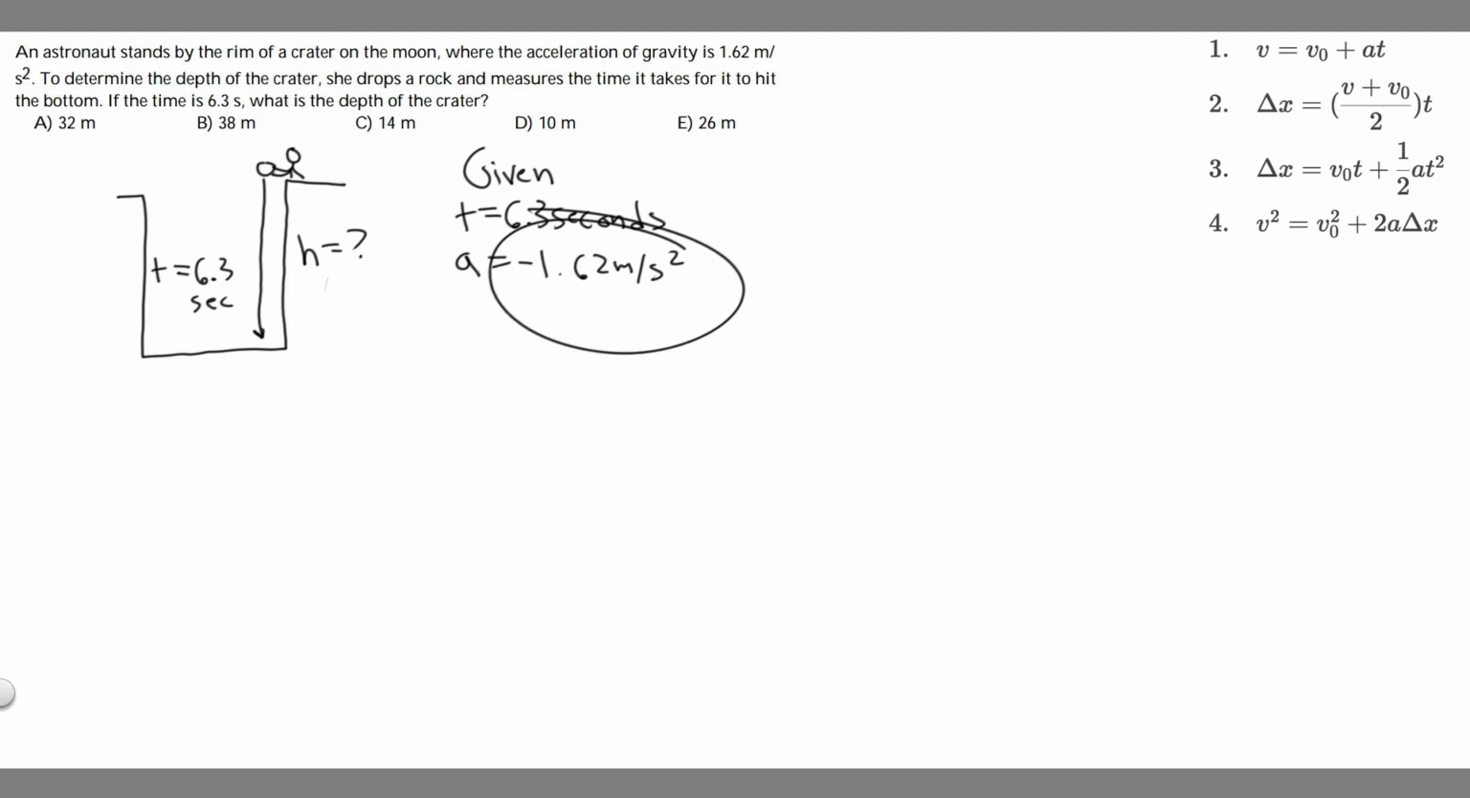So that's the acceleration. And then we're also given the initial velocity, right? It's not told, but they want us to assume that when you drop something, you're not putting any initial velocity on it. It just falls. So the initial velocity is 0 meters per second.